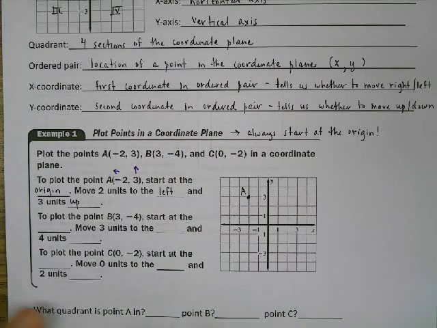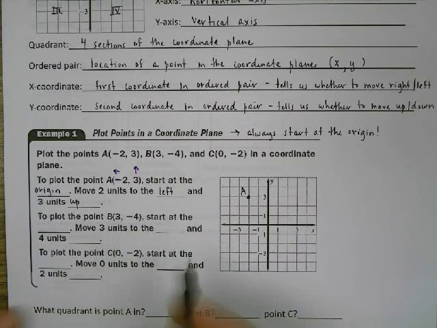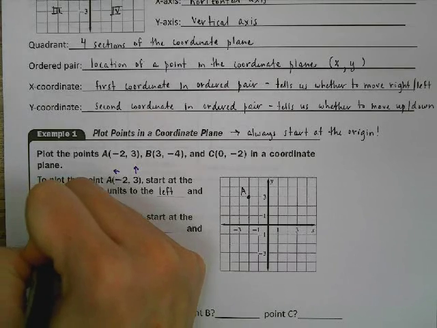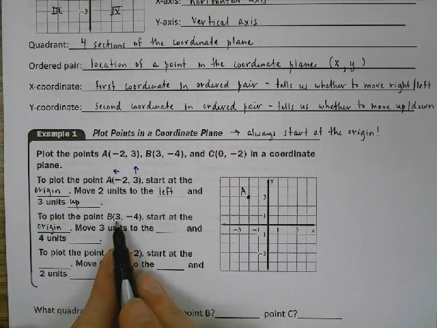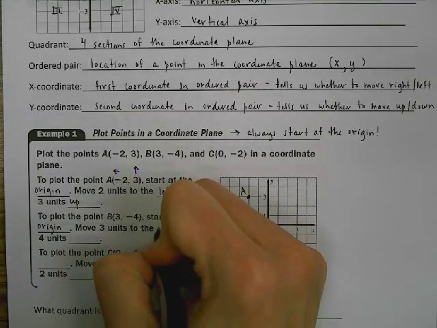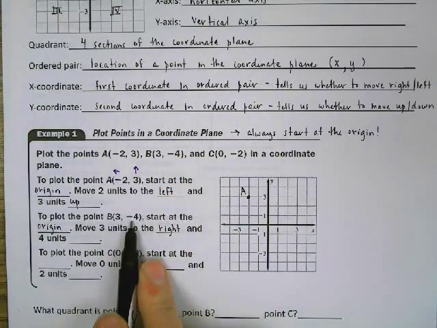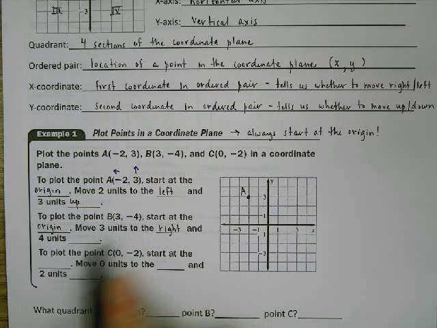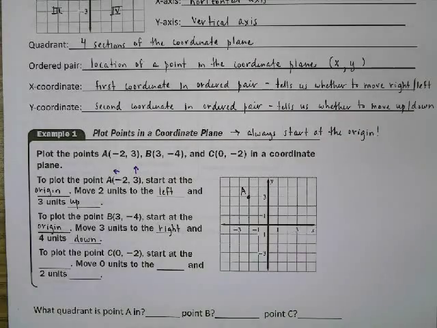Okay, so let's look at another one. To plot the point B with coordinates (3, -4), again, we're going to start at the origin. We're going to move 3 units, and since my x-coordinate is +3, I'm going to move 3 units to the right. And now, since my y-coordinate is negative, I'm going to move 4 units down.